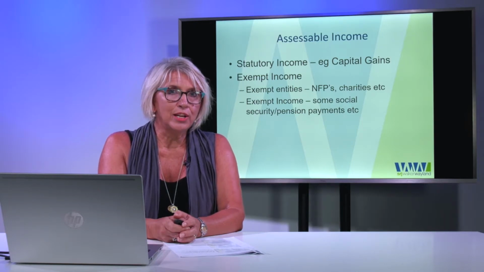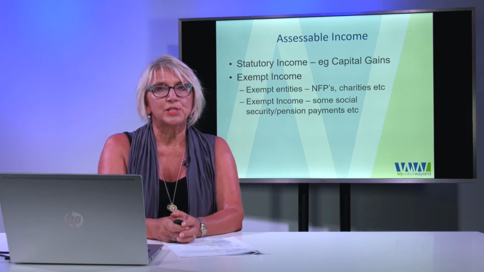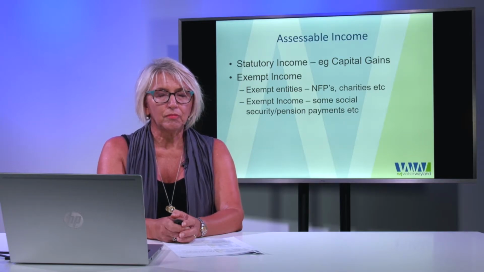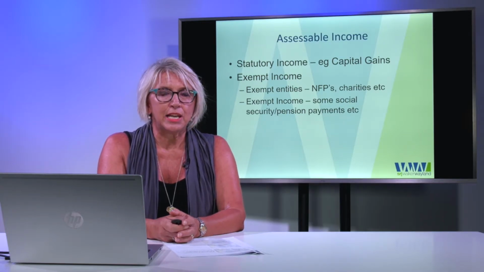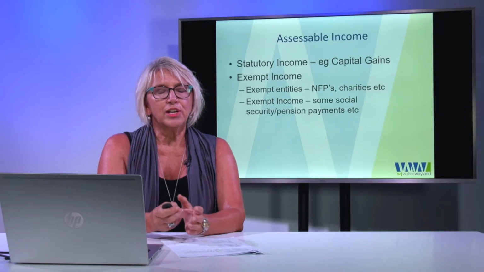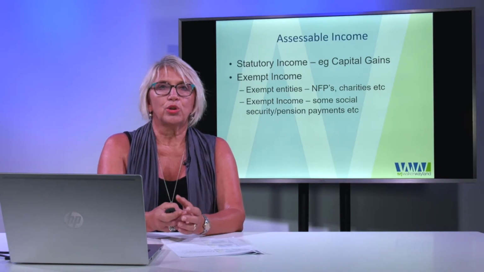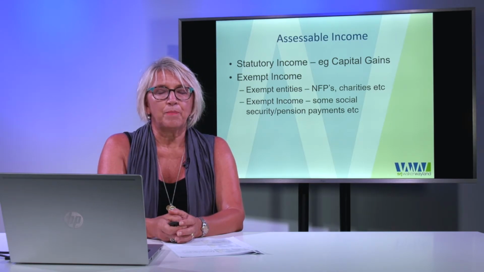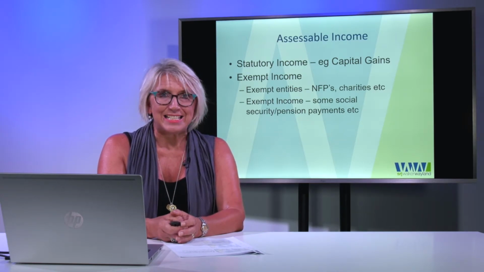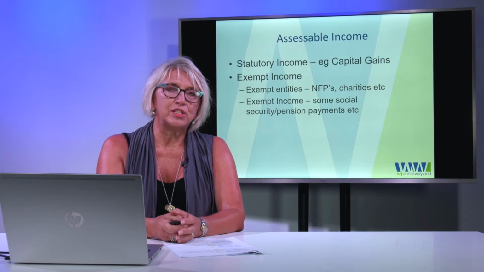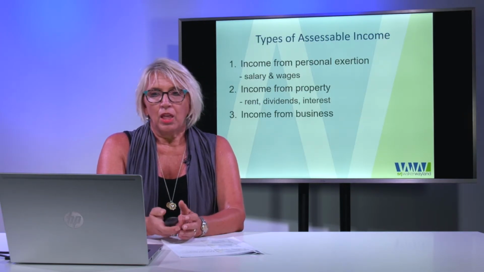And you are including that capital gain by virtue of some statutory provisions. Then we take off any exempt income that we may receive. So there are a number of different types of exempt income, such as Social Security, some pension payments, etc. And then there's exempt entities, such as some not-for-profits, charities, etc.